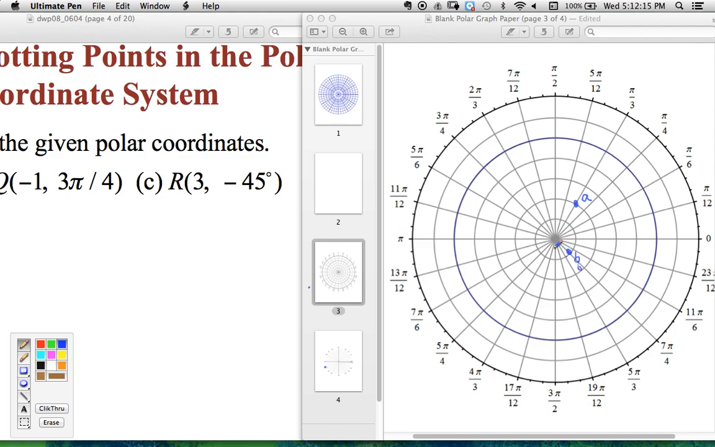And then for R, 3 is the radius, -45 degrees. So -45 would be on that same line. And we're going to be 3 out from the center. And that will be R. This one was hard to read. That's Q. Okay. And that is how polar coordinates work. R and theta.